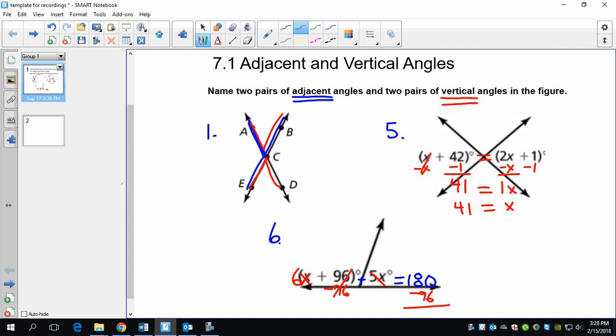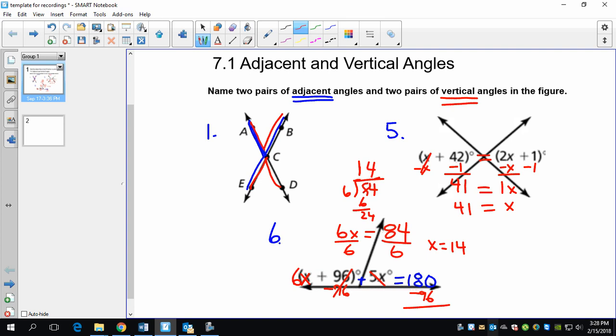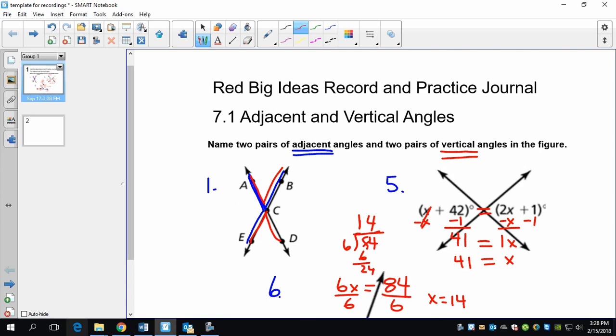So I'm going to have 6x equals 84, and then I'm going to divide by 6 and divide by 6, and 84 divided by 6 would be 14. So your x is going to be equal to 14 for number 6. So we have just done 7.1 adjacent and vertical angles. We've done a few sample problems with adjacent and vertical, and then we actually solved a few algebra problems as well.